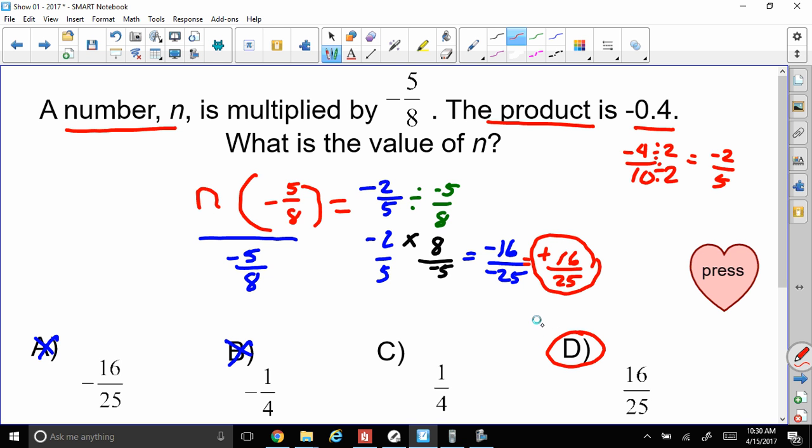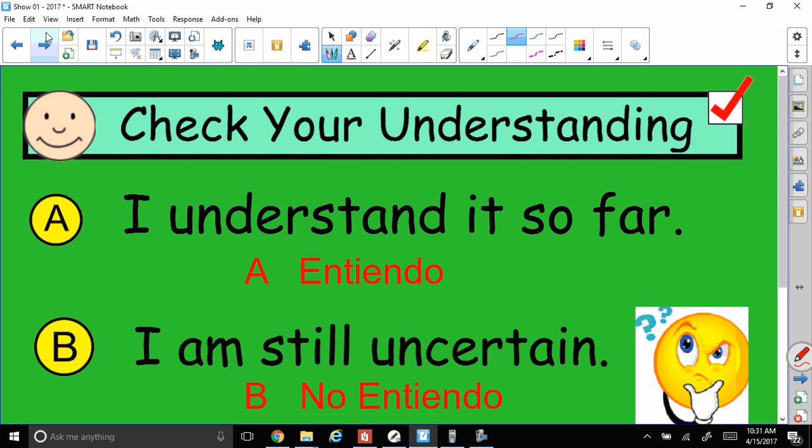And again, I said you could have guessed and checked, put 1/4 times negative 5/8, see if that equaled negative 2/5, which it doesn't. And the other one you could have guessed and checked, you would have got your answer. So choice D is what the answer is. Very good. So hopefully you understand what's going on. If you're not sure, write down your questions, rewatch the video, and bring your questions in class, and we'll figure it out in class.